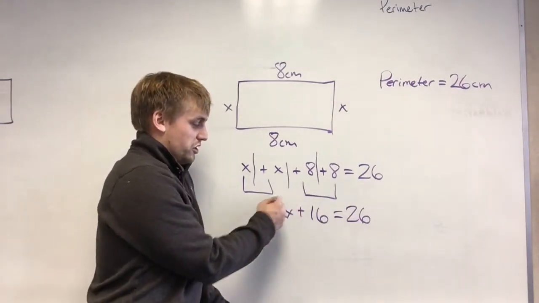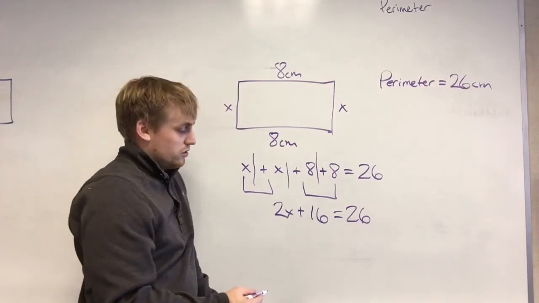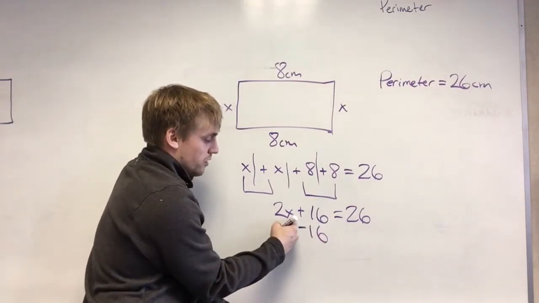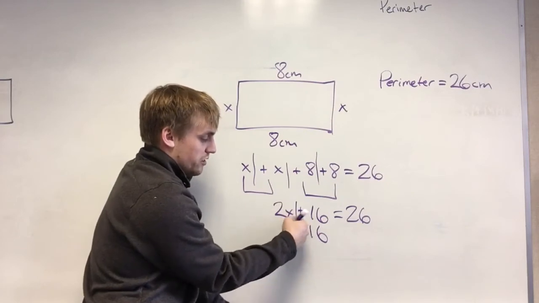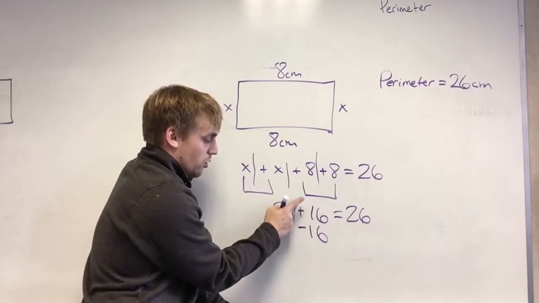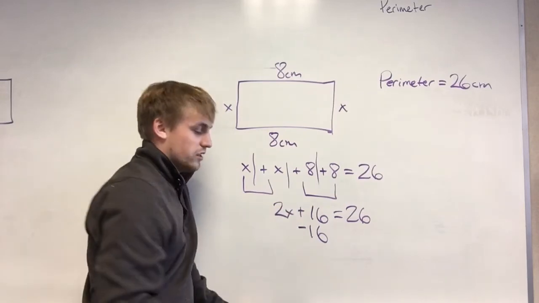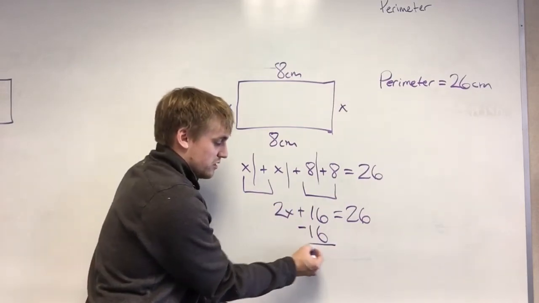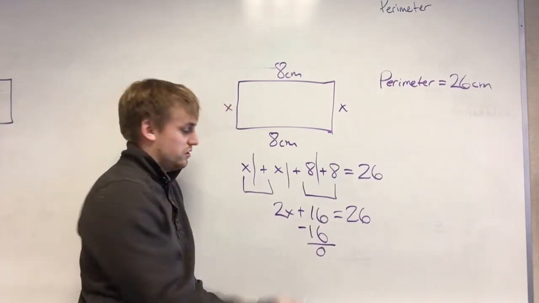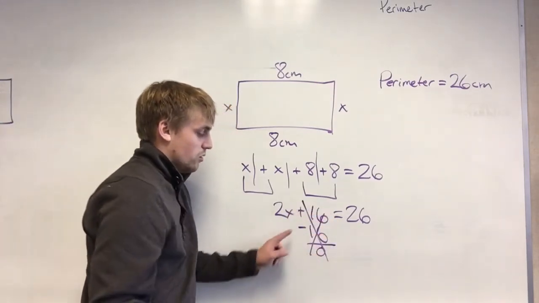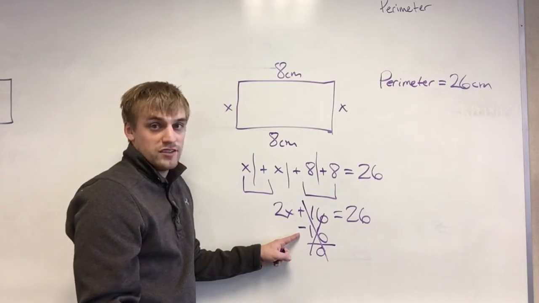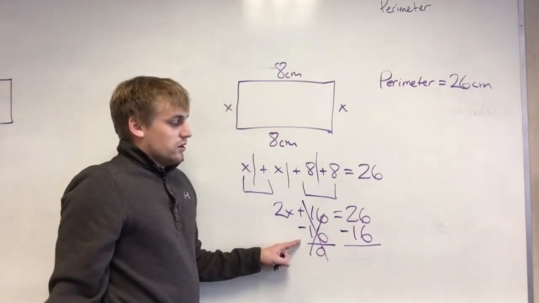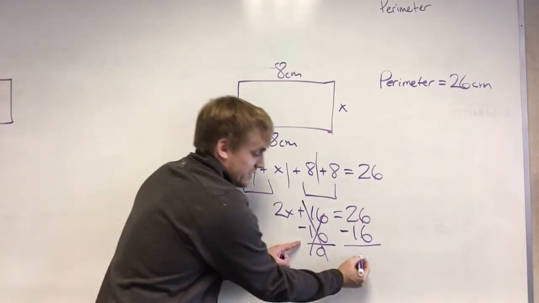Now, this is just a two-step equation. So the first thing you have to do is, since there are two terms here, get this term away from the variable to get the variable alone. So 16, the opposite of plus 16 is minus 16. The reason we do that is because it's 0 and then we can cancel it. What we did to this side, which was subtract 16, we have to do to this side. So 26 minus 16 is 10.